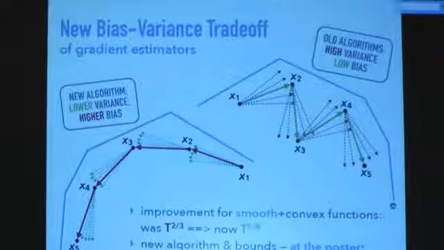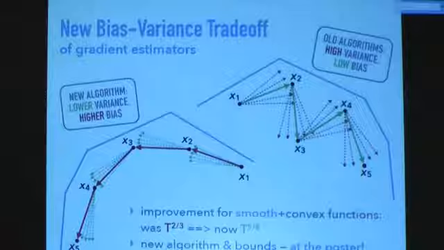And when I say it's open, I mean there is a huge gap between the known algorithms and the information-theoretic lower bounds for this problem. So in this paper, our goal is to narrow this gap and bring algorithms closer to the lower bounds. And we do that by introducing a new bias variance trade-off of the gradient estimators used by previous algorithms for this problem. So previous algorithms used the queried function values to estimate gradients.